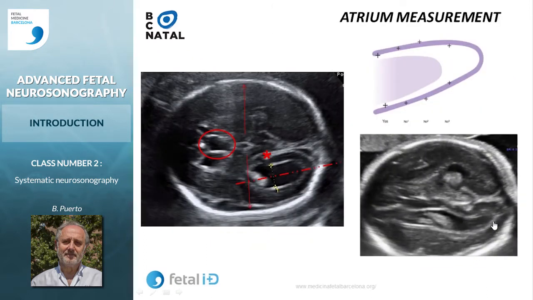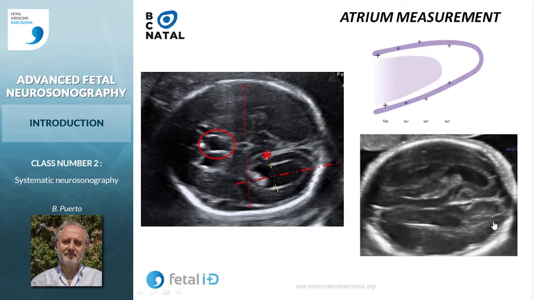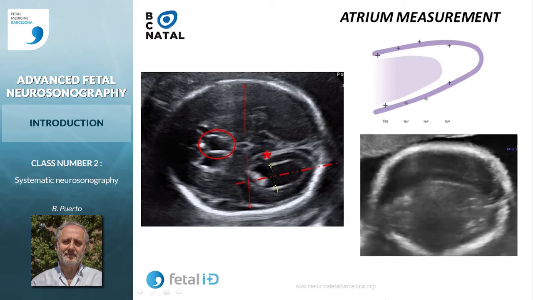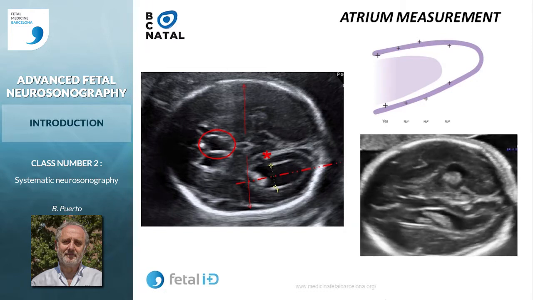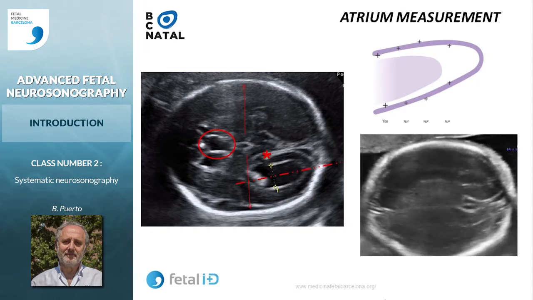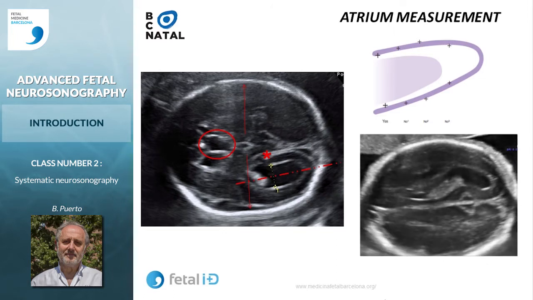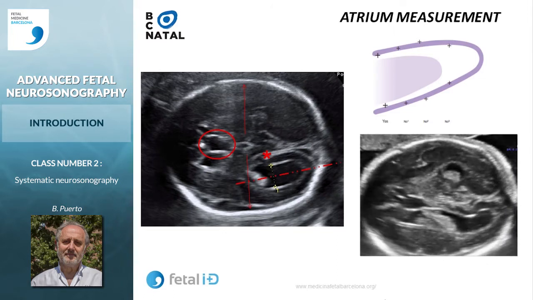Let's now see the structures in which we should focus our attention. One of the most important parts of this section is the measurement of the lateral ventricles, to detect an alteration in the production, circulation, and reabsorption of the cerebrospinal fluid.